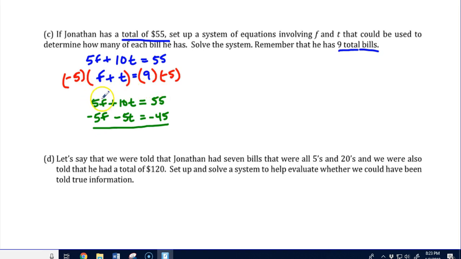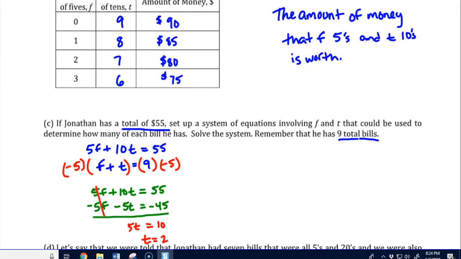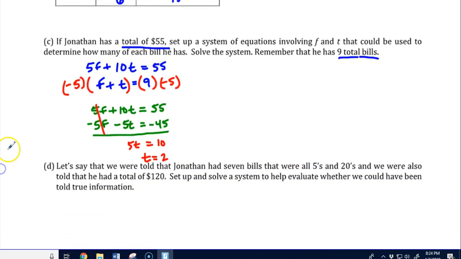All right, so hopefully you took time to do this, paused. The f's eliminate, they add to 0. The t's add to 5t, adds to 10. So therefore t is 2. All right, well that's cool, because first of all I can go back and do a sanity check here. I can see that if I were to continue this down, I was getting closer to the correct amount of money by decreasing the number of 10s, right? So I would eventually have gotten to 55.